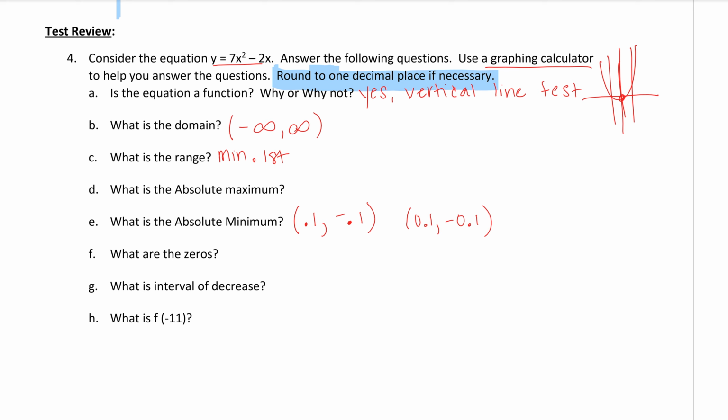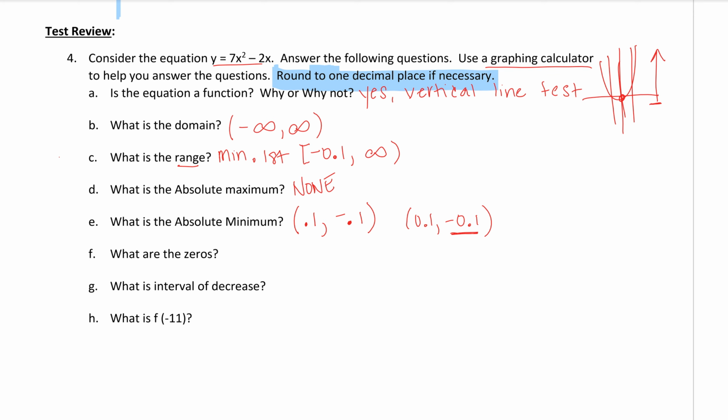Do we have a maximum? Absolutely not. We have none because it goes up to infinity. So for the range, remember, range is the y values. So, okay, I know I'm going to use that y value, and I know I read it from bottom to the top. So I know my y value starts at negative 0.1 and it goes up to infinity.